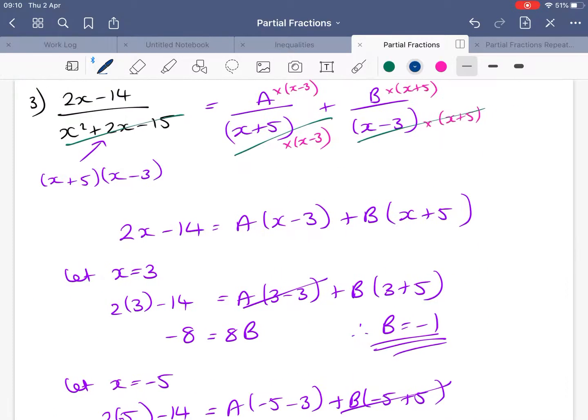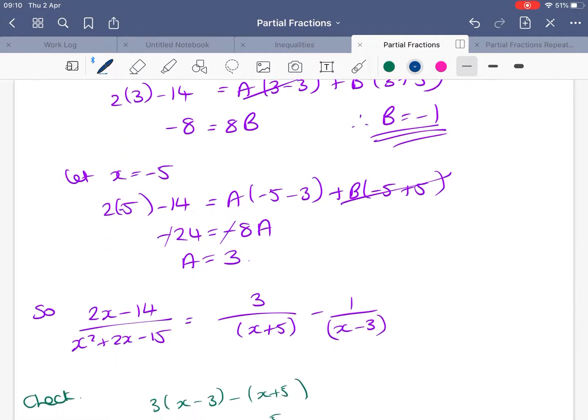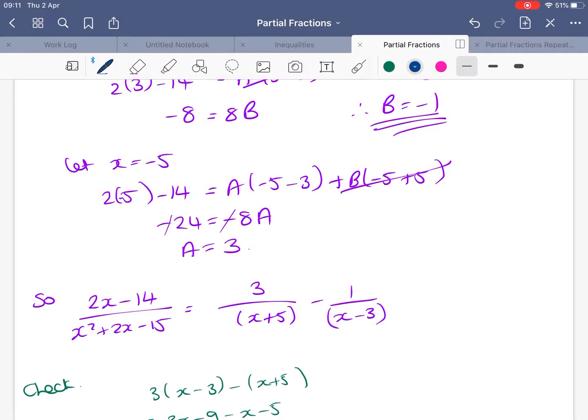And the final one, factorise the denominator, and you got x plus 5 and x minus 3. So they're your partial fractions. Use the first substitution of x equals 3, which eliminated the a term. You got b equals -1. Then use the substitution x is -5.